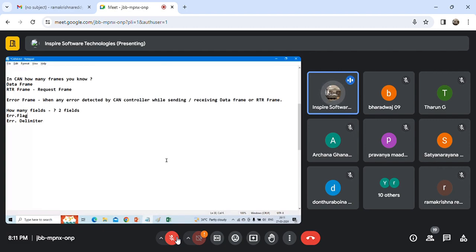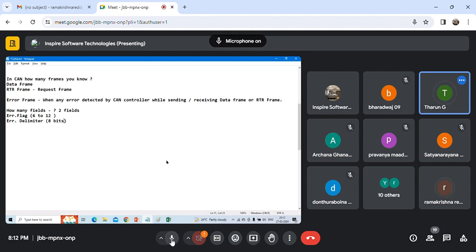So error flag consists of how many bits? 6 to 12. Okay, so 6 to 12. Why? Because when one error flag is being sent, there is a chance that another controller also may try to send the flag. So there is a chance that a minimum of 6, maximum of 12 bits will be coming in this flag. And delimiter?